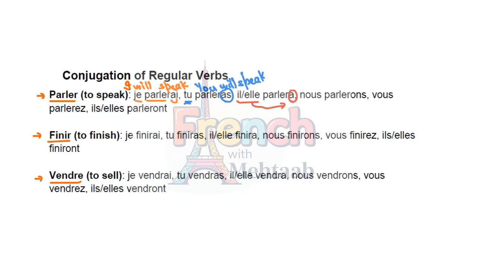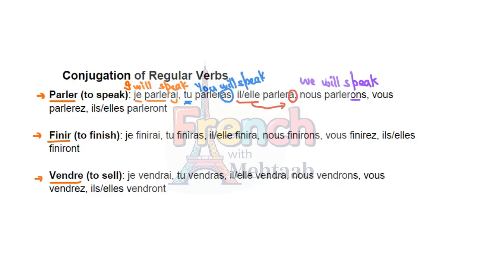So when the subject is nous, and we want to say that we will speak, we simply take the -er ending verb and add -ons at the end. Now "on" is pronounced as "on", so it's parlerons, nous parlerons. The ending s here would be silent.